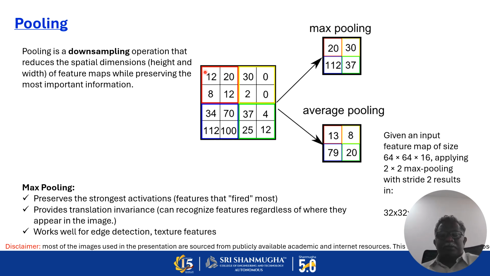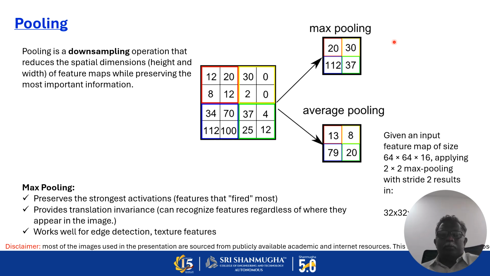Max pooling is nothing but when you stride with a 2 cross 2 filter, it takes only the maximum value of that particular region. In this case, 20 is the maximum one, and for this region it is going to be 30. For this region, in this case 12, and for this region it is going to be 37. So this is called max pooling.